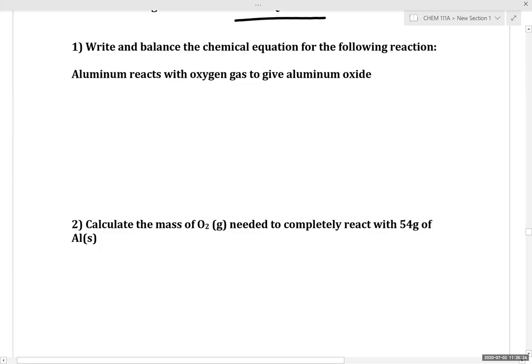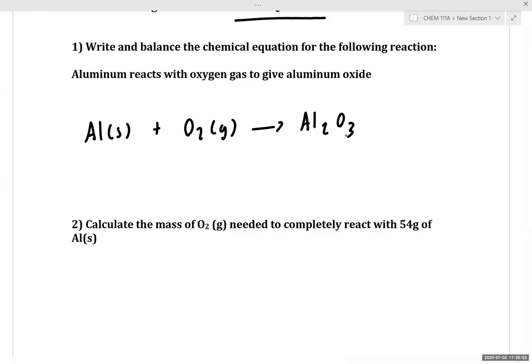Okay, so let's focus on balancing this chemical equation. I already see some students have gone ahead and completed the stoichiometry part of this problem, so it's quite encouraging to see. So first, aluminum, so it's Al solid, reacts with oxygen gas, so O2 gas, to yield aluminum oxide, which is Al2O3. Okay, so looking at this equation, we can clearly see that it's not quite balanced.